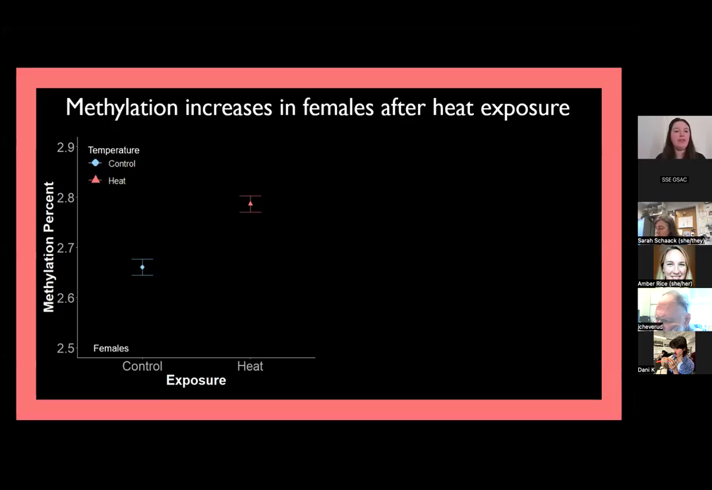global methylation patterns. So on your screen now is the graph for females. And you'll notice that the x-axis is the temperature treatment, so either control or heat, and the y-axis is the percent methylation throughout the entire genome. One thing to note is that the percent methylation is really small. That was not shocking. That is pretty typical of insects. They just have very low global methylation percentages. But the striking thing here is that increased methylation occurred in these females after heat exposure.